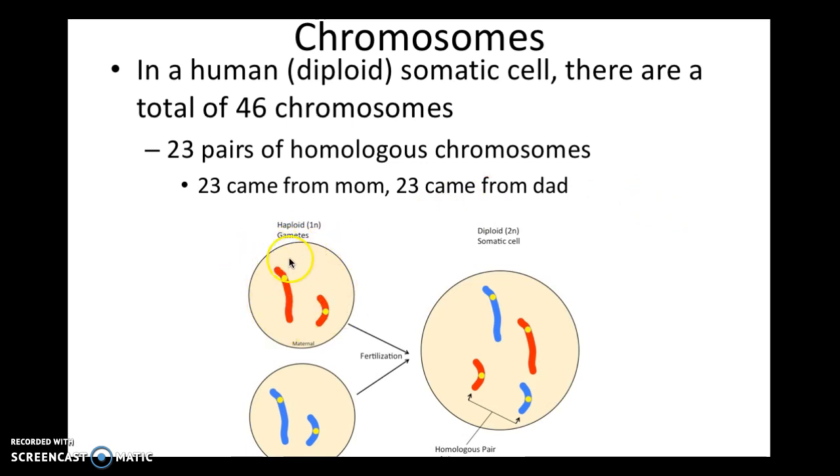Here I have haploid gametes. Okay, this is from mom, that one's from dad. They come together and bam, homologous pair. These two are the same. They're different colors because they're encoding for different things. And so I have 2 homologous pairs or 4 chromosomes total.